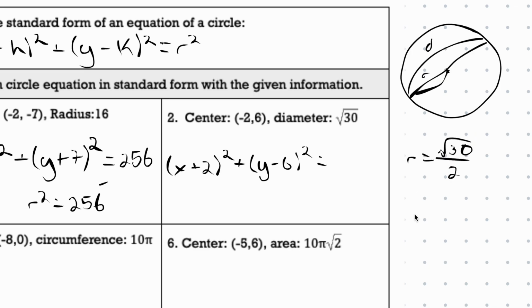So r squared is going to be 30 over 4, because essentially when we're squaring both sides, we are squaring the top and squaring the bottom. And if we square something that's already being square rooted, they're both going to cancel out. So we get 30 over 4, which is the same thing as 15 over 2, which is the same thing as 7.5.